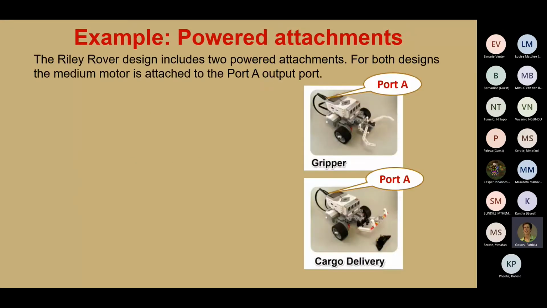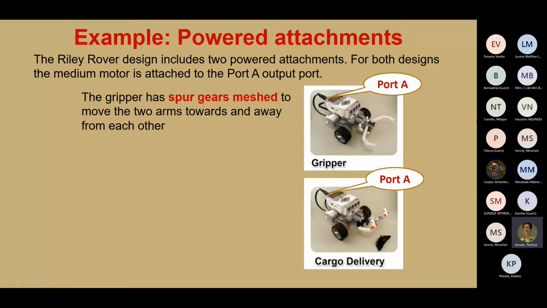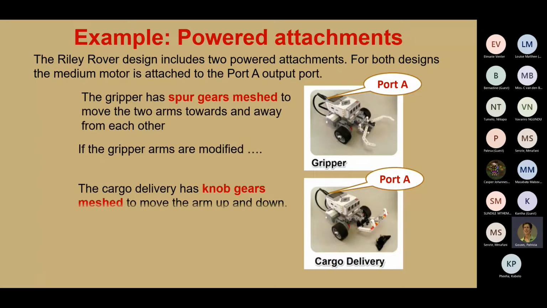All right. So I've got closer pictures. You can't see the connections so clearly, but basically the motor is underneath the robot, and then that wire is connected to port A. For the cargo connector, again, the medium motor is underneath, and the wire then is connected to port A. Okay, so if the gripper arms are modified, you can do a lot of things, additional functions.